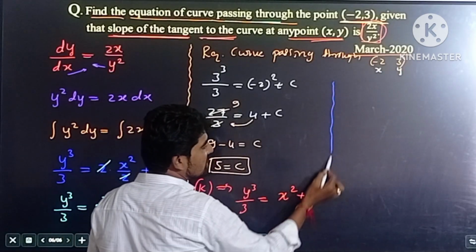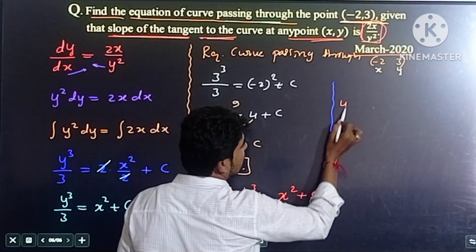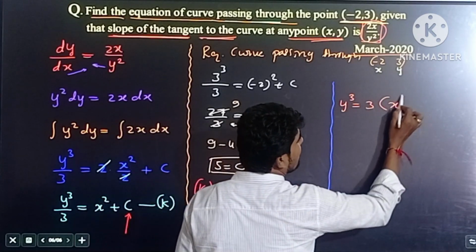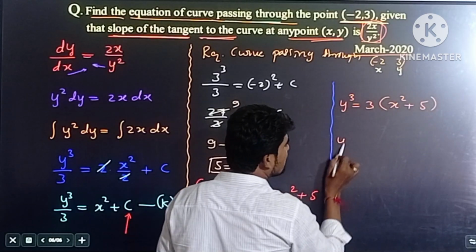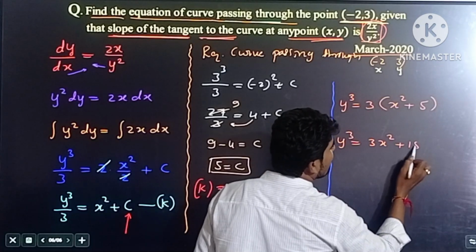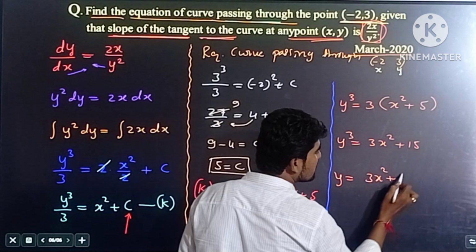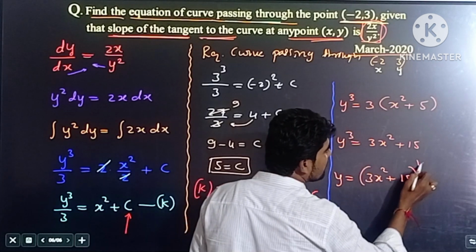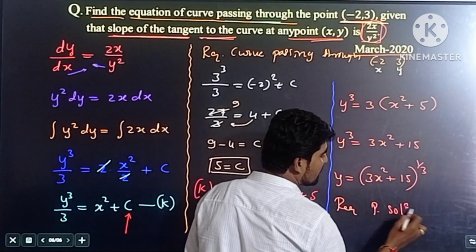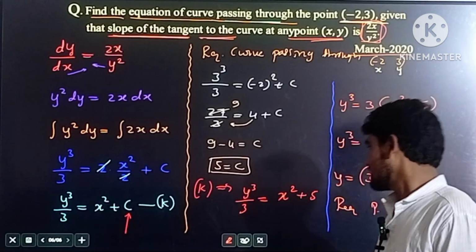Or you can simplify this also in the next step. See here, to get the value of y, y cube is equal to 3 into x square plus 5, and then y cube is equal to 3x square plus 3 into 5, 15. Therefore y is equal to (3x square plus 15) power 1 by 3, is the required particular solution of this differential equation. I hope all of you understood. Let's start the next question.